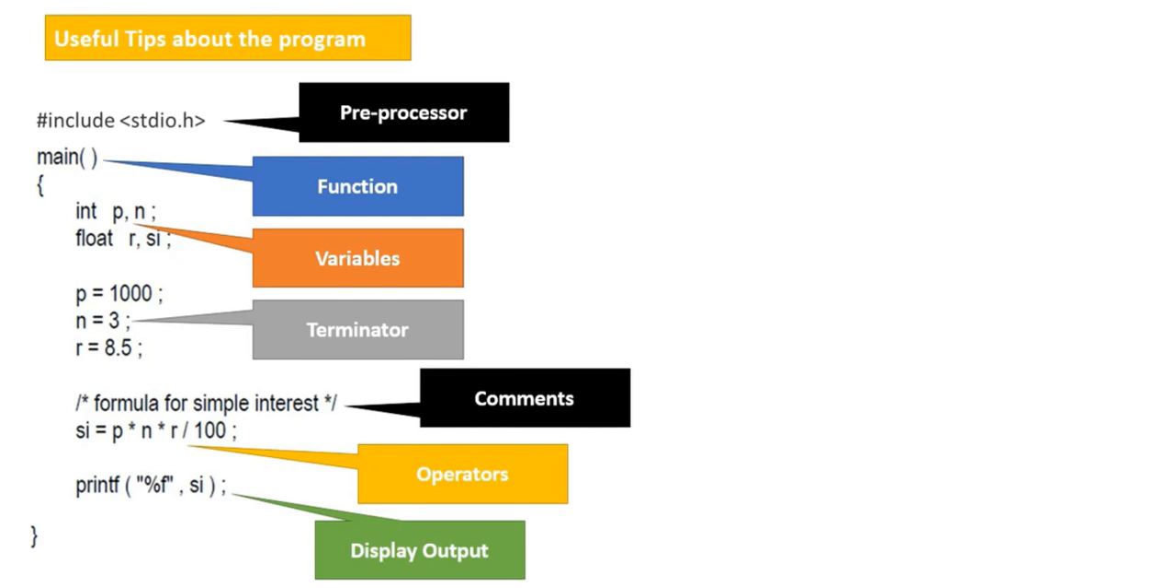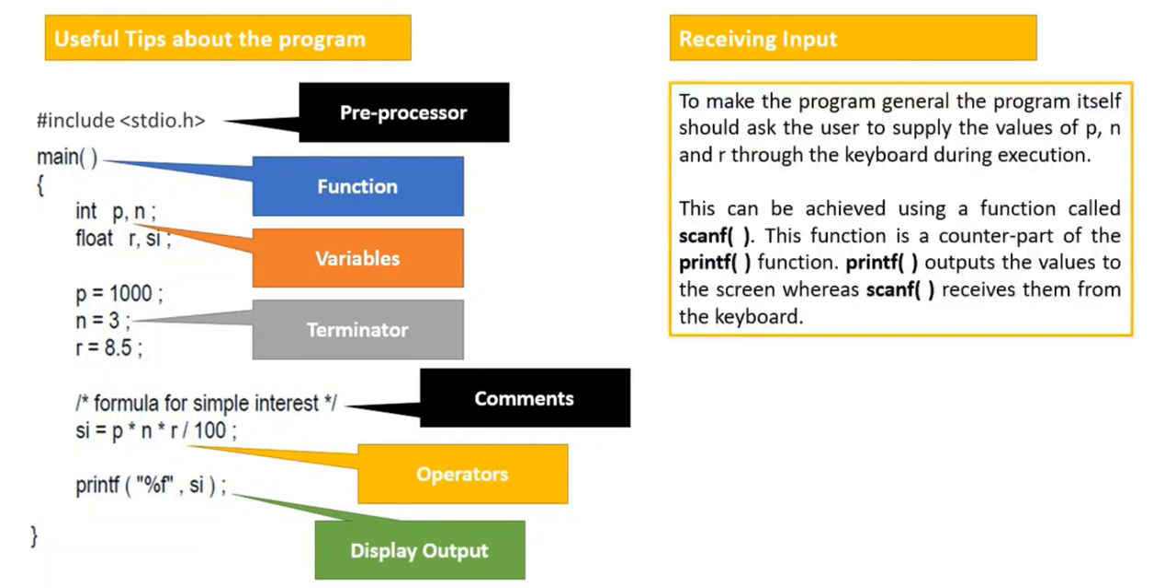Moreover, if you distribute the exe file of this program to somebody, he would not even be able to make changes in the program. So the next thing we need to learn is how we can receive input from the user. To make the program general, the program itself should ask the user to supply the values of P, N and R from the keyboard during execution. This can be achieved using a function called scanf. This function is a counterpart of the printf function. Printf outputs the value to the screen, whereas scanf receives them from the keyboard.